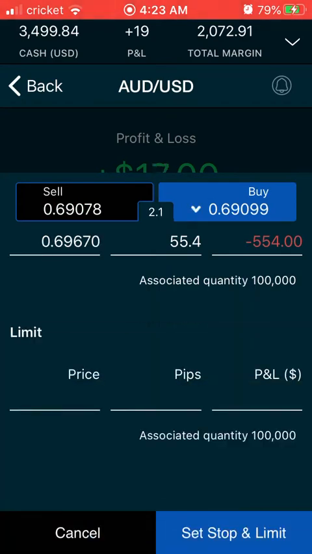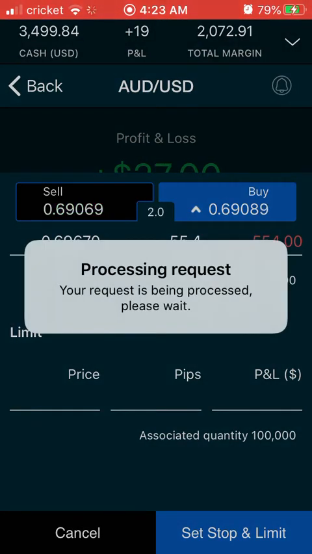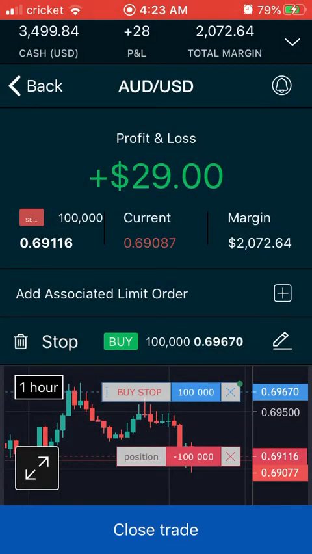Okay dokey, 55 pips. And that is negative $554. Okay, so now stop loss is in place. As you can see, it has the buy stop at 0.967.